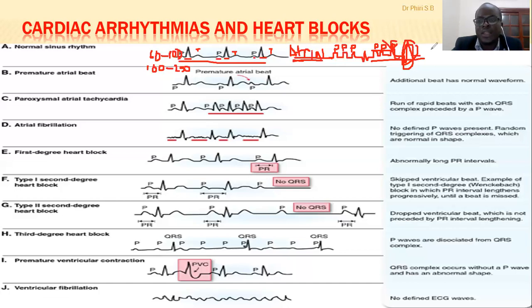So sometimes it can be transient. So these are called transient tachycardias. So sometimes you can have atrial fibrillation or atrial flutter. So atrial flutter, when the atrial contraction is between 250 to 350, you'll find that you have flutter. So this is called atrial flutter.